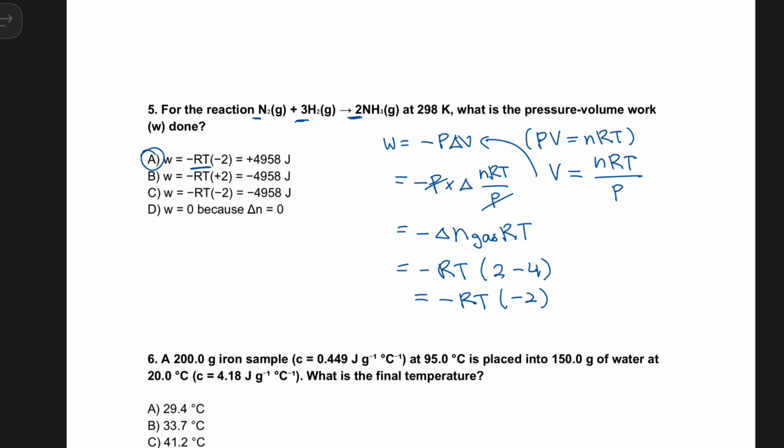So we didn't even have to calculate what the actual value was, but you could calculate if you want to, and you'll get 4958. And this makes sense because it is the only positive value, and if it's positive, it means that we are losing gas and work is done on the system by the surroundings. So we technically didn't really have to calculate this anyway, we could just look at the sign.